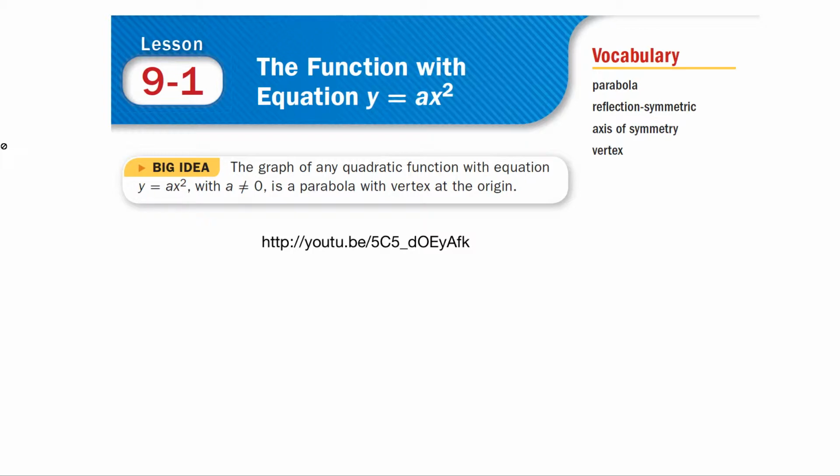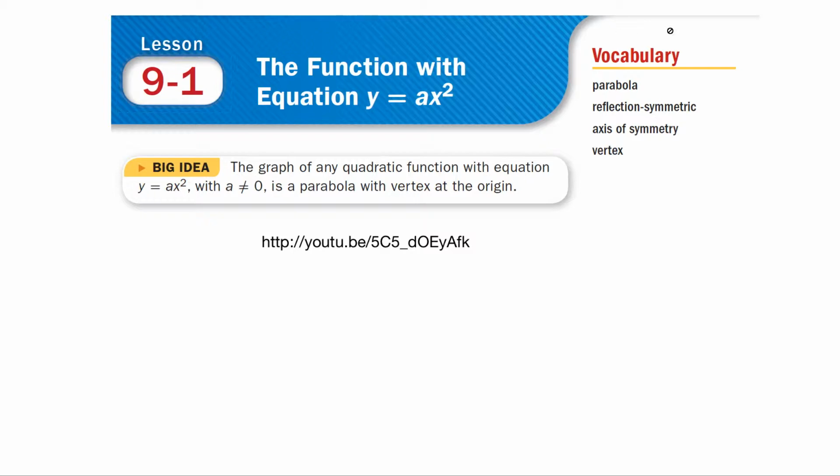Hey, what did you think? Was that cool or what? Great, we're on 9.1, the function with the equation y equals ax squared. The graph of any quadratic function with the equation y equals ax squared, with a does not equal 0, is a parabola with a vertex at the origin.